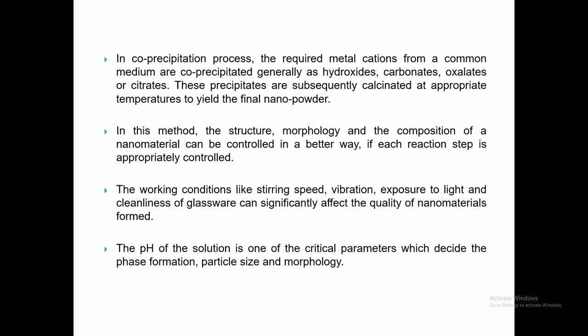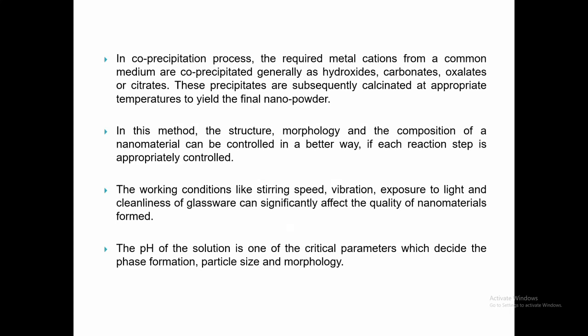This method is also known as soft chemical method because the process temperature is always less than 100 degrees Celsius. In this method, the structure, morphology and the composition of a nanomaterials can be controlled in a better way if each reaction step is appropriately controlled.